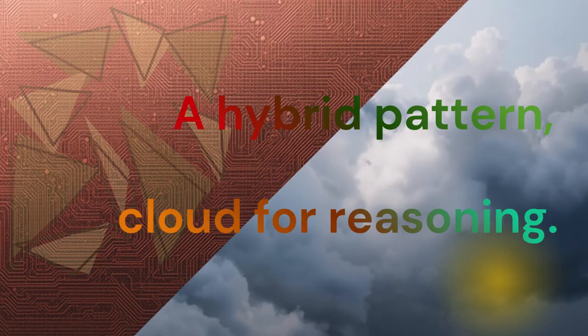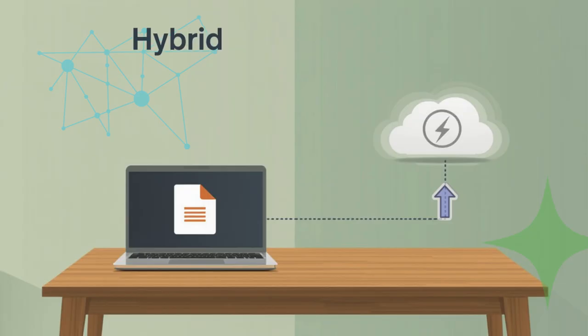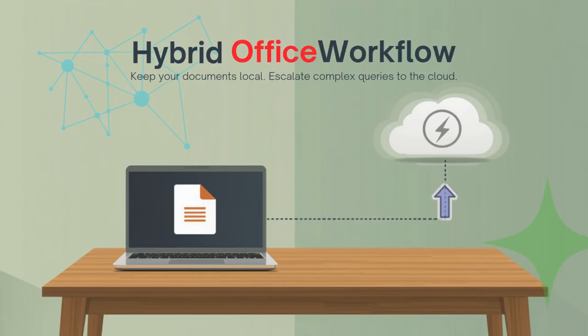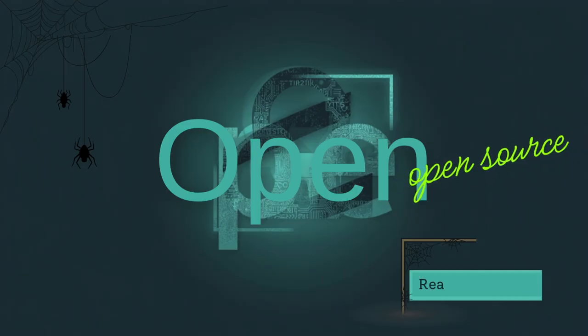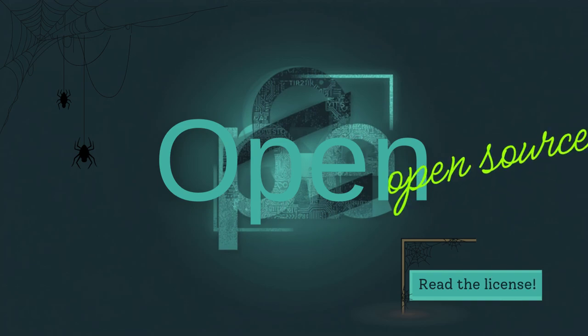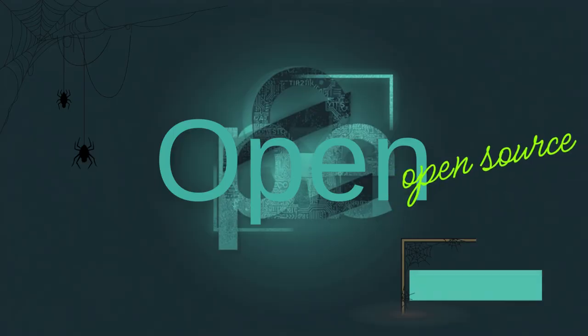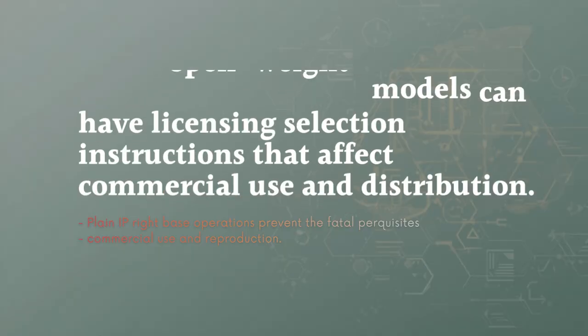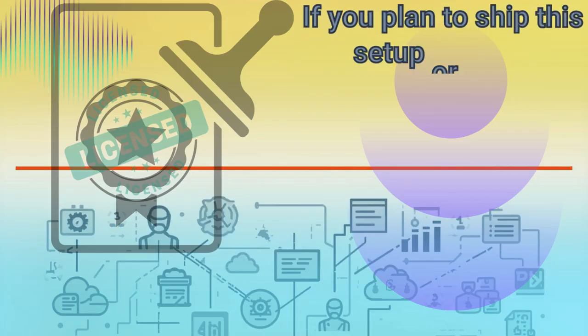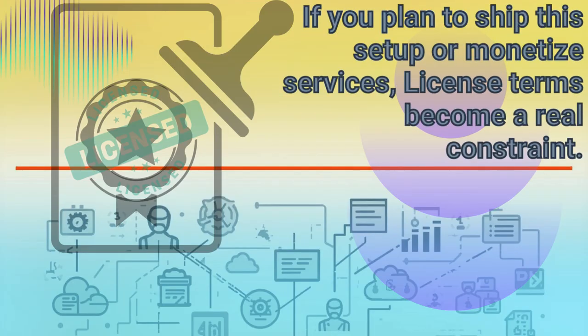A common home setup is hybrid. Keep your documents and retrieval pipeline local and only escalate hard reasoning requests to the cloud when necessary. Even open-weight models can have licensing conditions that affect commercial use and distribution. If you plan to ship this setup or monetize services, license terms become a real constraint.